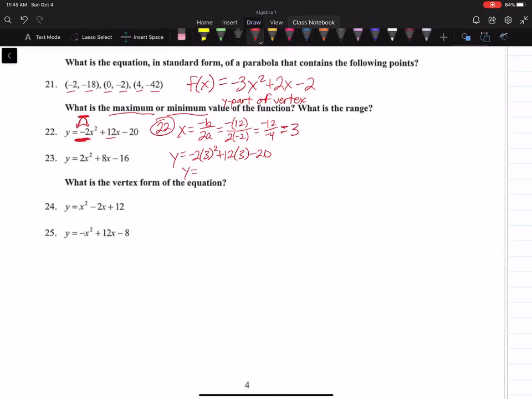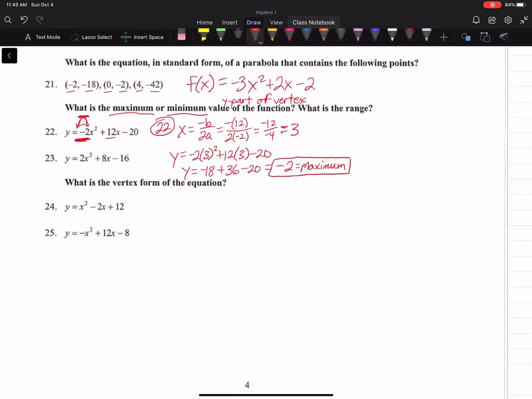So y equals, let's see here, that'd be 3 squared is 9 times negative 2 is negative 18, plus 12 times 3 is 36, minus 20. And so negative 18 plus 36 is positive 18, and 18 minus 20 is negative 2. And again, that is my maximum.